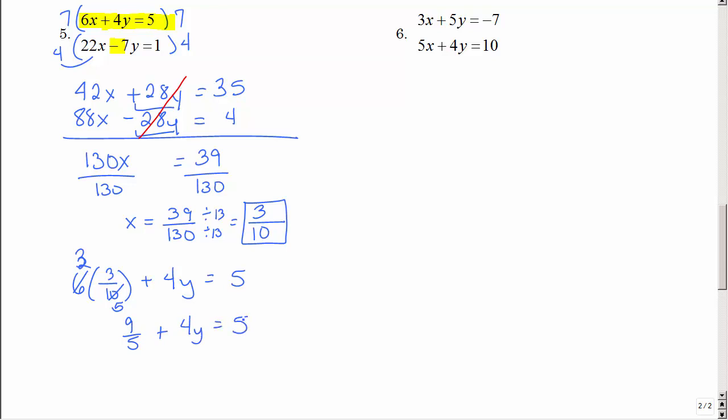Now at this point I could subtract 9/5, find a common denominator and all of that, but how have we learned? Can we get rid of those fractions? Yes. Multiply everything by the common denominator, and we only have one.